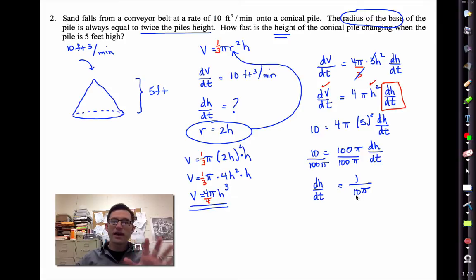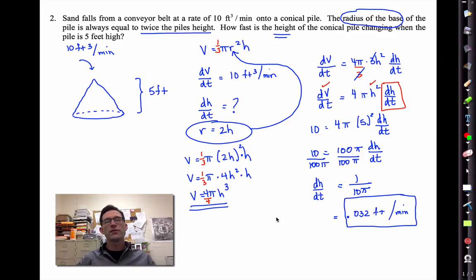Okay? Again, not very meaningful to me, so I would change it into a decimal, and I would find that the pile is actually only growing at 0.032 feet per minute. So the fact that the volume is growing at 10 cubic feet per minute, that seems actually very robust. A cubic foot is actually a fair amount of material, and it's very, very heavy, especially if it's sand.